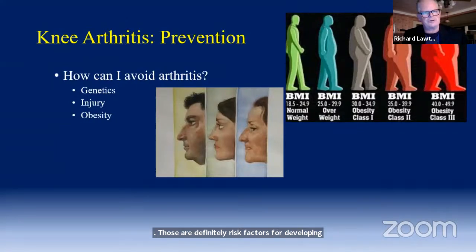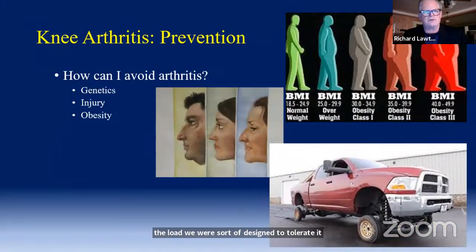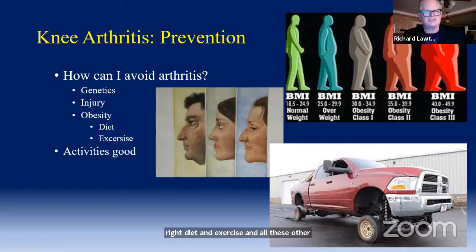So if you can avoid injury, you'll decrease your risk for arthritis. And then the most modifiable risk for arthritis, the one that's especially pertinent today, is obesity. Our knees are meant to carry physiologic load, the load we were designed to tolerate. If you put too much load through a little tire, this is not going to work out, and this tire is going to fail. Same thing goes for cartilage that's exposed to excessive forces. So naturally, to avoid arthritis and avoid obesity puts a premium on having the right diet and exercise and all these other things that we all know. We're not going to get too much into that.